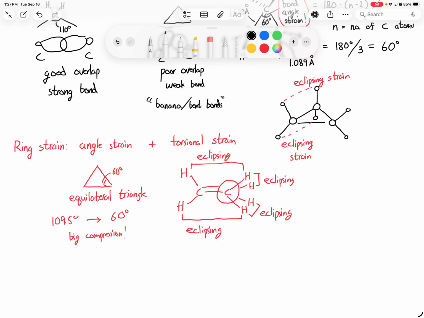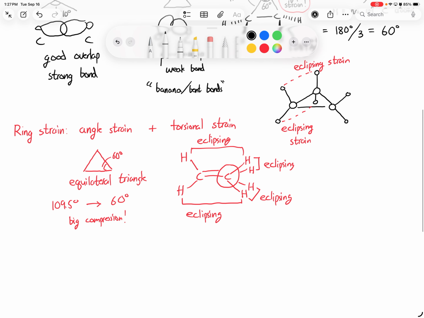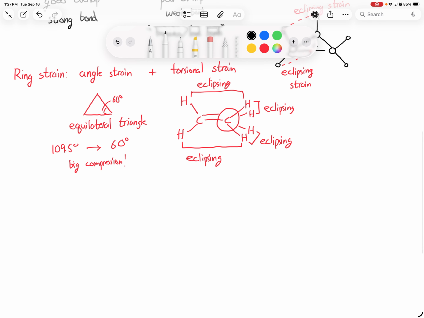Okay. So common questions here will be like, look at the ring and tell me what kind of strain there is. You could mention ring strain, and we would ask, specify what kind of strains there are. Angle strain and torsional strain.